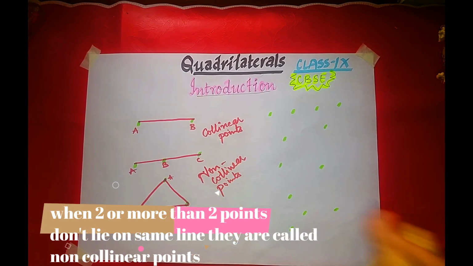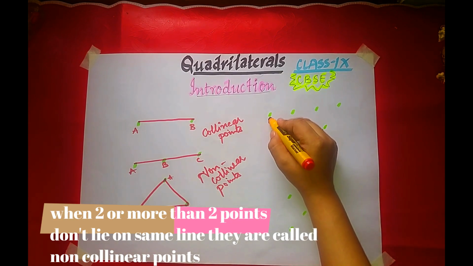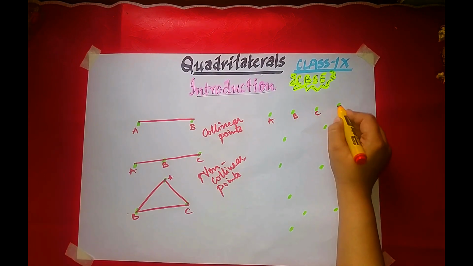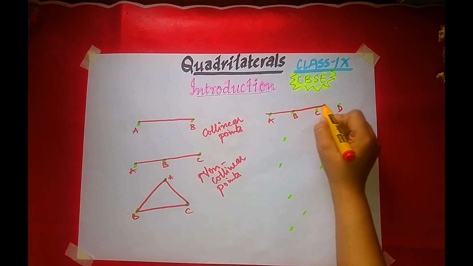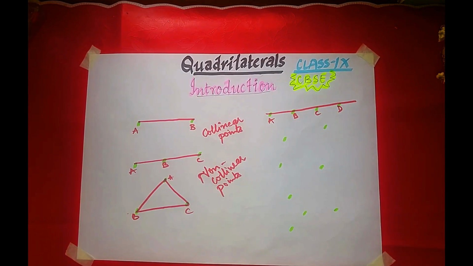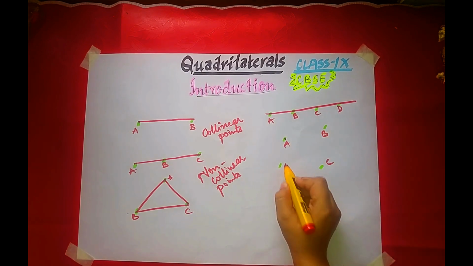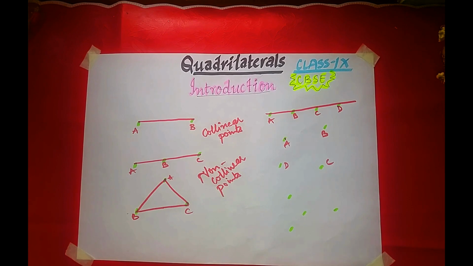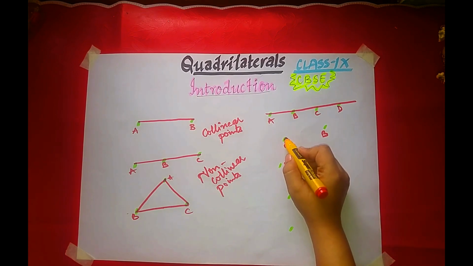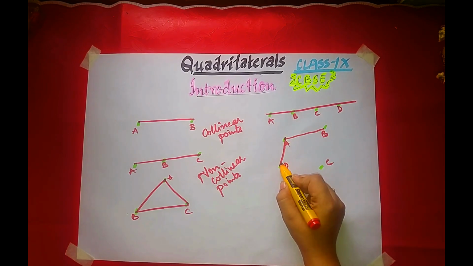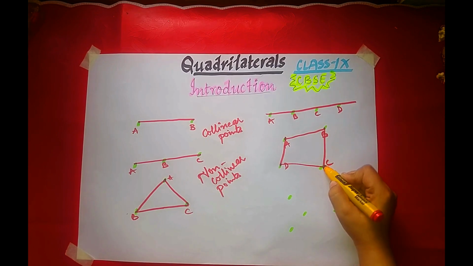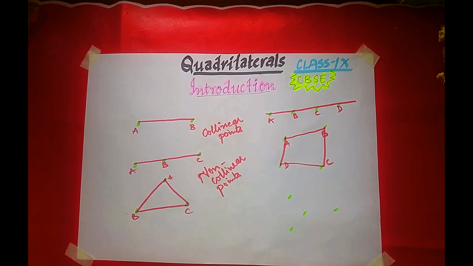I hope this topic, collinear and non-collinear, is clear to you. Similarly, if we have 4 points like A, B, C, D, and they lie on the same line, they are called collinear. And if they do not lie on the same line, right? What happens if we join them to make a closed figure? We form a figure like this.